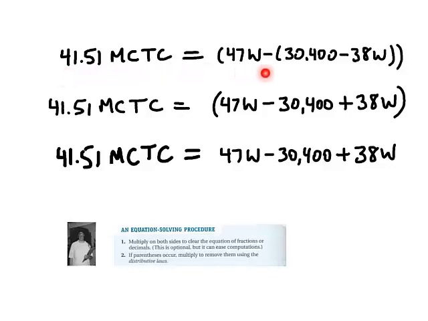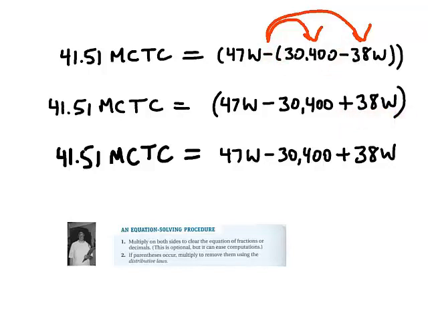Next step, when we're looking at this equation, is obviously we've got some brackets, some parentheses to deal with here. And on the right-hand side, we see this negative in front of the inner bracket. We look at the inner bracket first, and we multiply that negative, or -1, through the bracket, leaving us with minus 30,400. And of course, a minus times a minus gives us plus 38W.